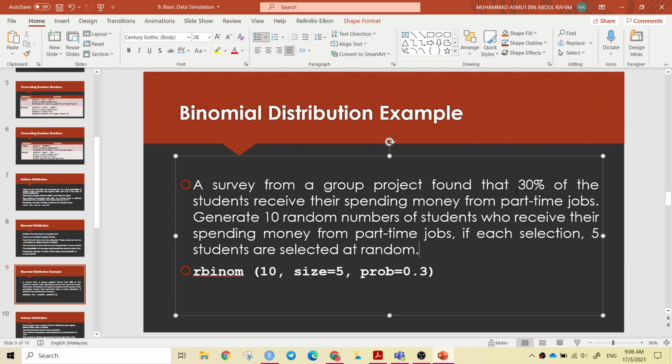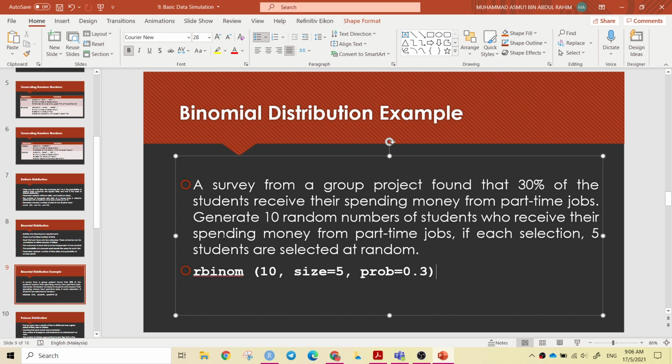Since 30% is the probability from part-time jobs, the probability of success here is, you have to use decimal places, so 30% is 0.3.